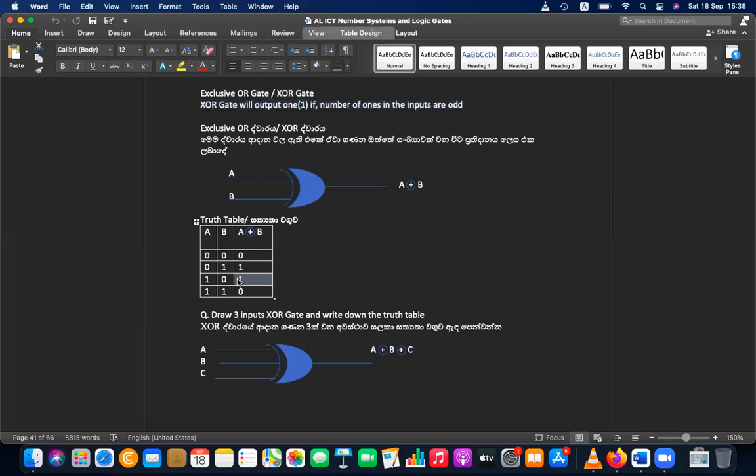Here actually there's a specialty. So this will output 1 if the number of ones in the input is odd.